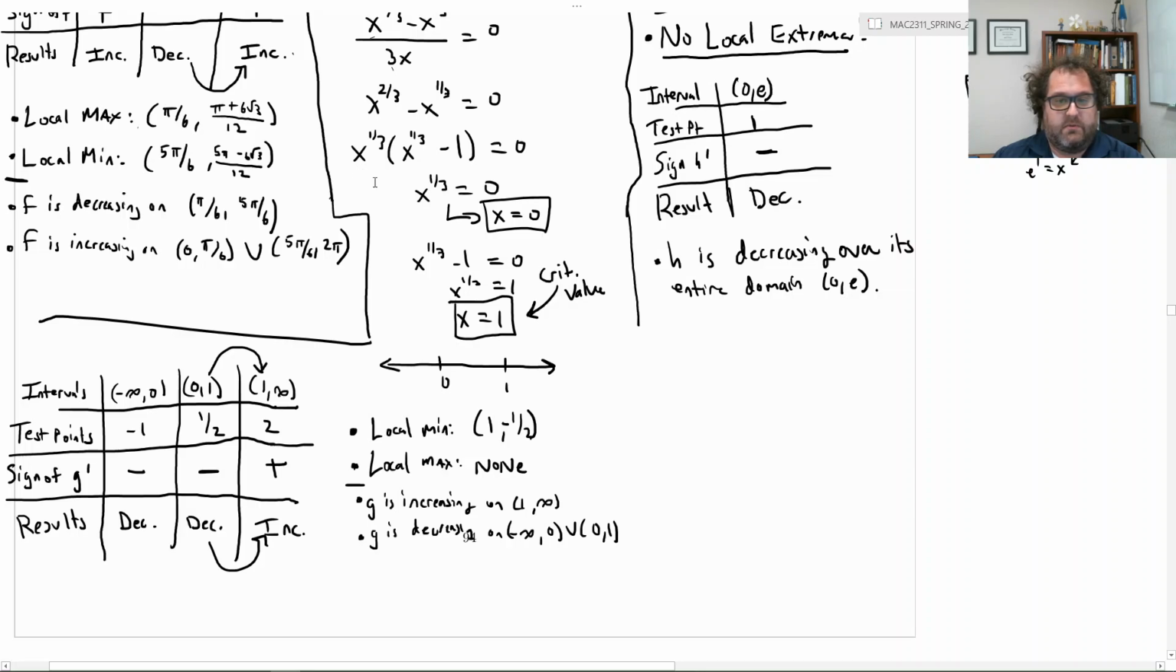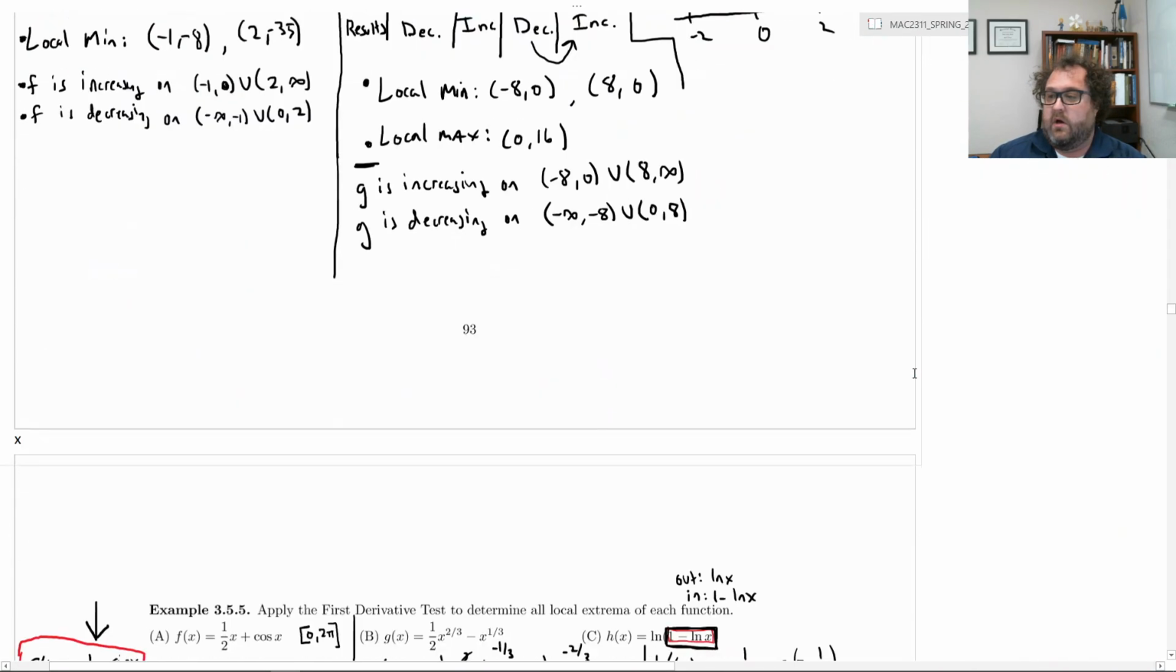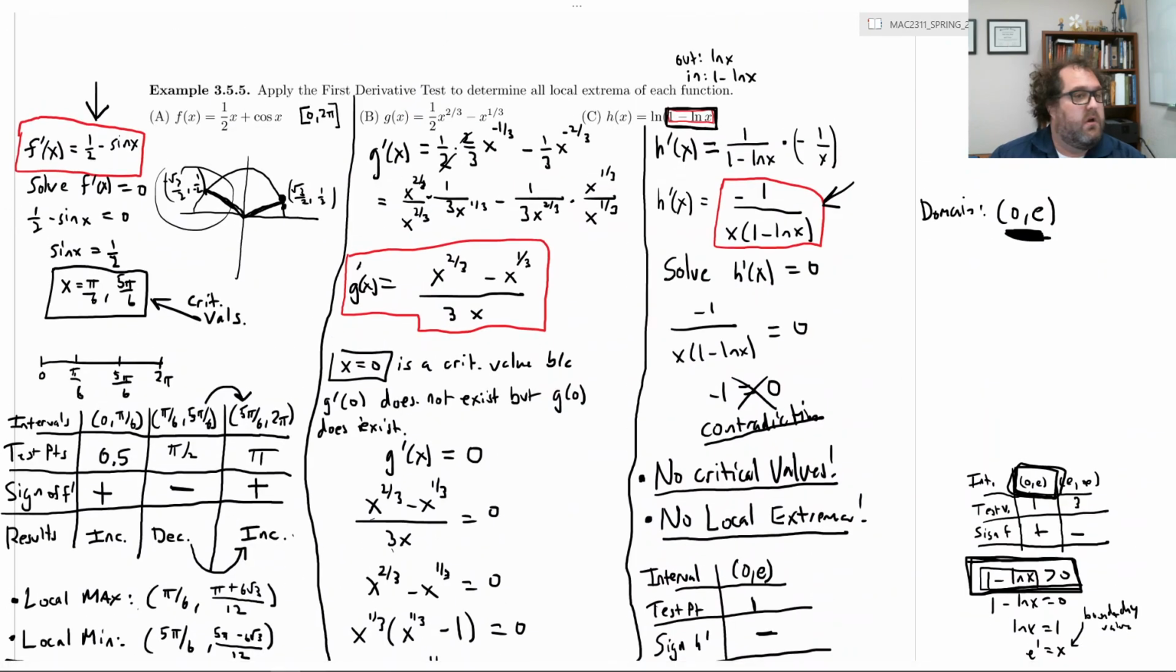Let's go back up here and see what it was. It was 1/2 x, plus cosine x, I believe, and I believe 0 less than or equal to x less than or equal to 2 pi was our restricted domain. Oh, come on. Are you not wanting to cooperate? There we go. Okay. Yes, 1/2 x plus cosine x.